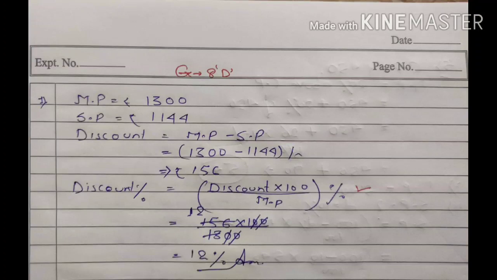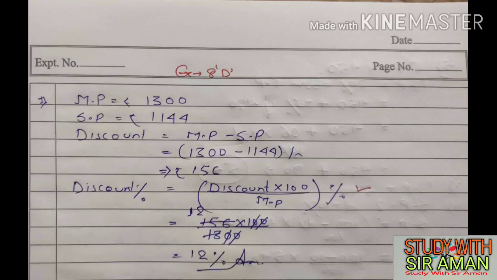But here we have to find the percentage of discount. Okay, so discount percentage formula is what? Same like gain percent and loss percent. Discount percent, discount into 100 by marked price. Okay, why marked price? Because discount is calculated on marked price. Calculate, your answer will come very easily.